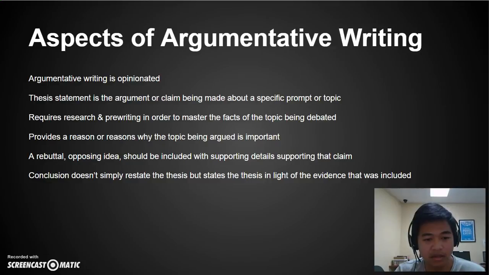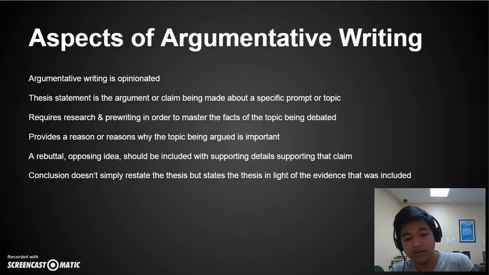your opposing argument. Now, the thesis statement is the argument or the claim being made about a specific topic or prompt. It requires research and pre-writing in order to master the facts. You don't want to go into this writing and sound like you don't know what you're talking about. You want to provide as much evidence as possible, provide as much fact as possible.